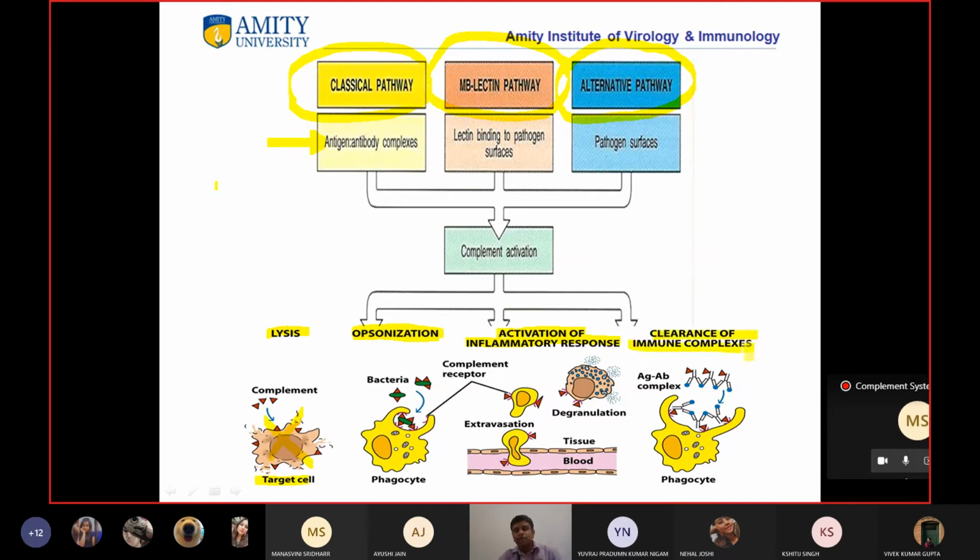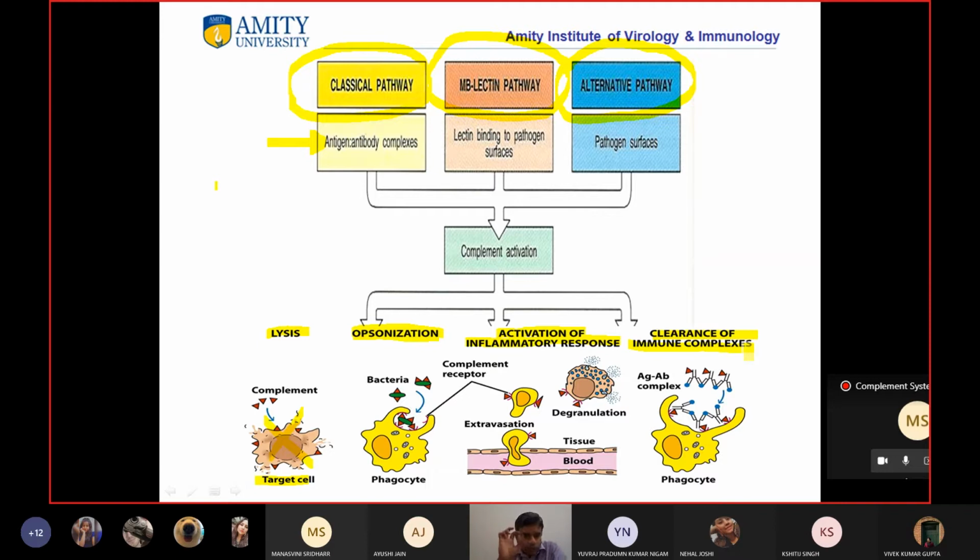When some pathogen enters our body, the antigen is circulating, and antibodies will bind to it. Now this complex cannot just keep roaming in our system. When its work is finished, it has to be cleared off. So again, the complement system helps in the removal, or clearance, of the immune complexes from the system.